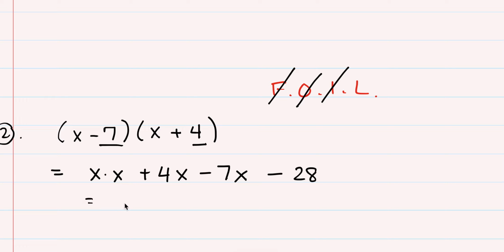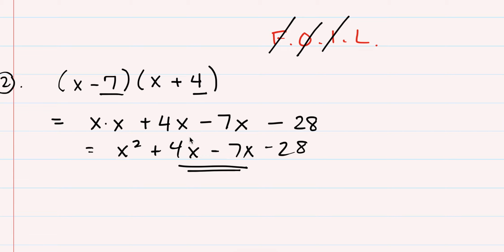Okay, so I get x squared plus 4x minus 7x minus 28. Combine these two terms, so we're left with x squared minus 3x minus 28. 7 minus 4 is 3, and then we take the sign of the bigger number.